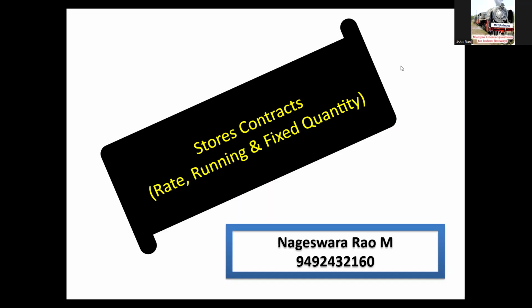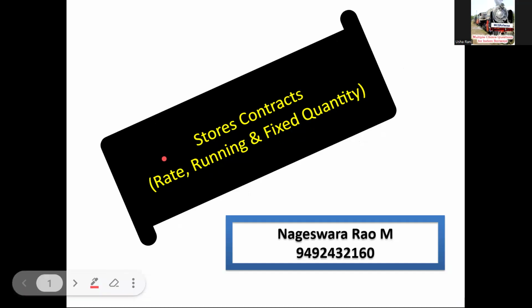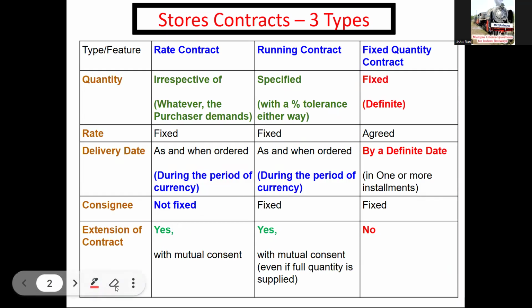This is Nageswara. The topic is stores contracts, the types of stores contracts. We have three types of contracts: a rate contract, running contract, and fixed quantity contract. So we'll discuss all three types of contracts.